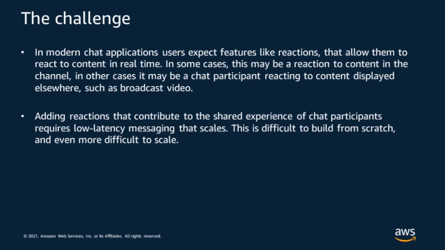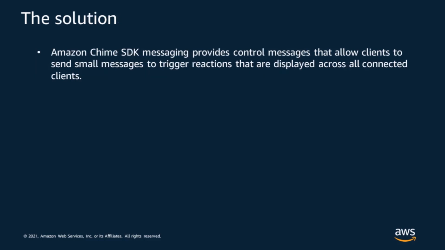So how are we solving this challenge? Amazon Chime SDK messaging provides control messages that allow content clients to send small messages to trigger reactions that are displayed across all connected clients.